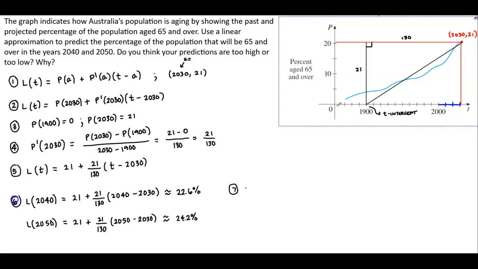Well, these predictions seem too high. The reason is that the tangent line in the graph lies above the graph when t is equal to 2030.